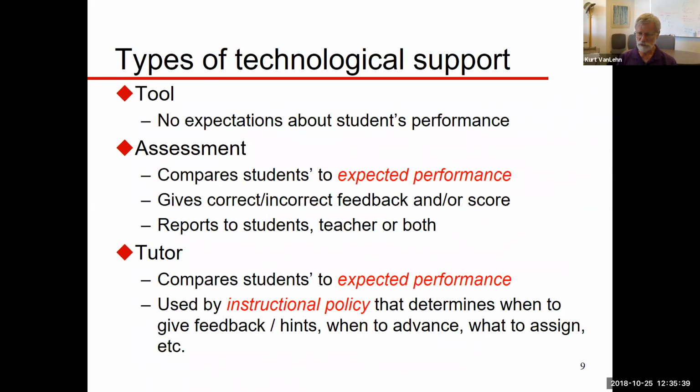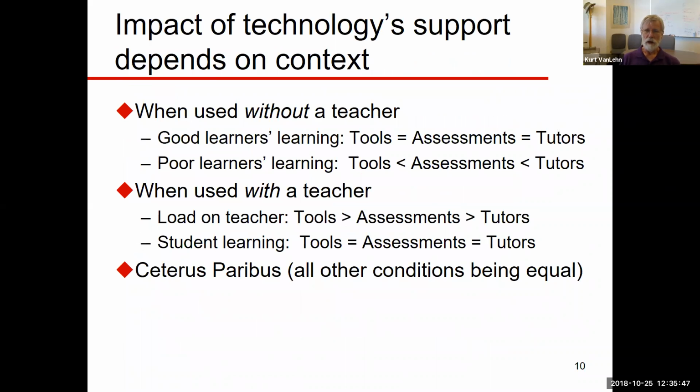All those decisions are driven by a policy, which is hopefully an intelligent policy driven by experience. Okay, so what would we expect different technological support to cause in the classroom or at home? Well, of course, it depends upon whether there's a teacher there. If there's no teacher there, then you would expect good students to do fine with tools and fine with assessments and fine with tutors, because good students are the ones who can learn from anything.